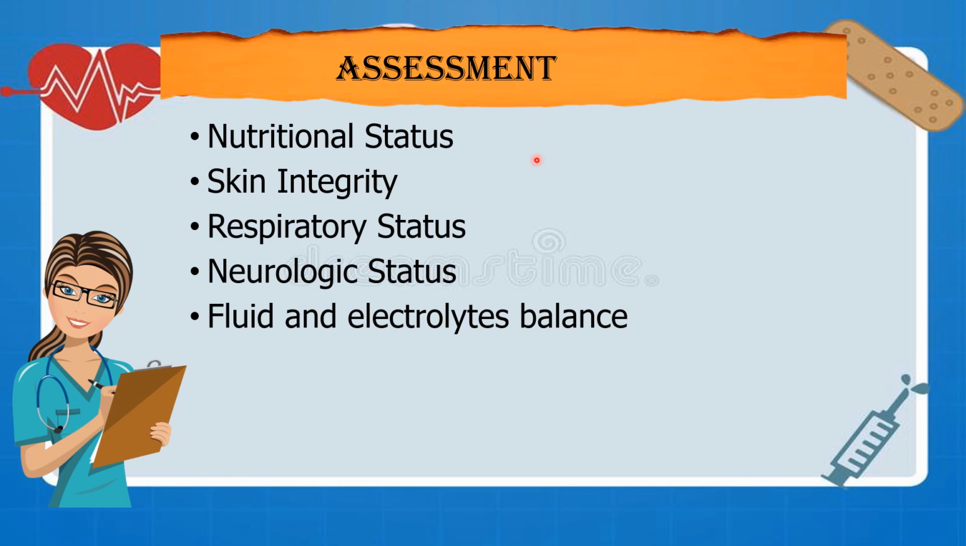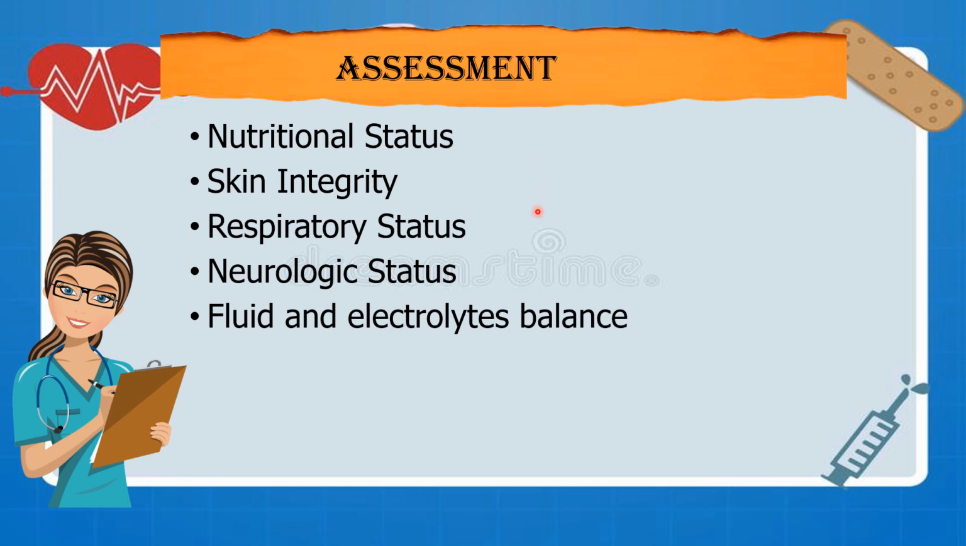Respiratory status is assessed by monitoring the patient for cough and sputum production, for example the amount and the color of phlegm, and whether there is shortness of breath, orthopnea, tachypnea, and even chest pain.